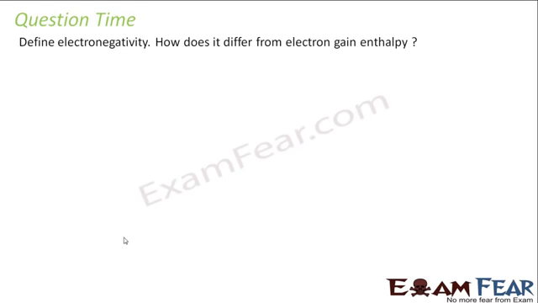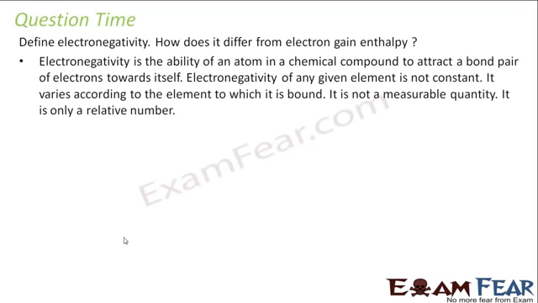What is electronegativity and how is it different from electron gain enthalpy? As you have seen, electronegativity is the ability of an atom in a chemical compound to attract a pair of electrons. So please note, this has to be in a chemical compound. It is not constant. I can't say that the electronegativity of fluorine is X, because it varies from compound to compound. It varies with the other atom with which this atom is bonded. It is not a measurable quantity. It is only a relative number.